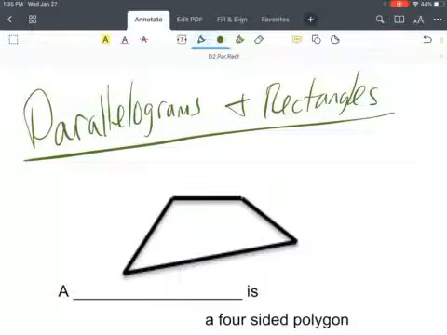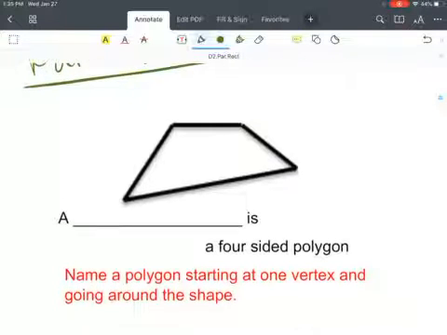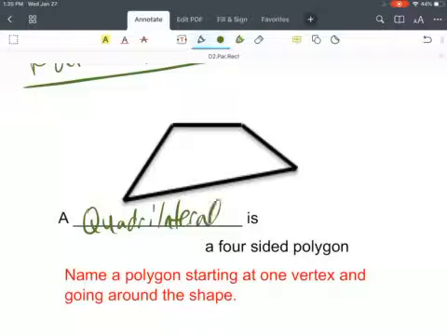All right, so today we're going to look at specific types of quadrilaterals. We're going to talk about properties of parallelograms and rectangles. So first off, a quadrilateral is a four-sided polygon. We talked about that a little bit with different names of polygons. So today we're going to look at different specific types of quads.